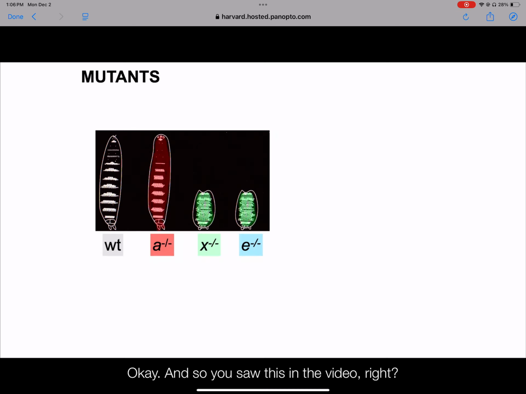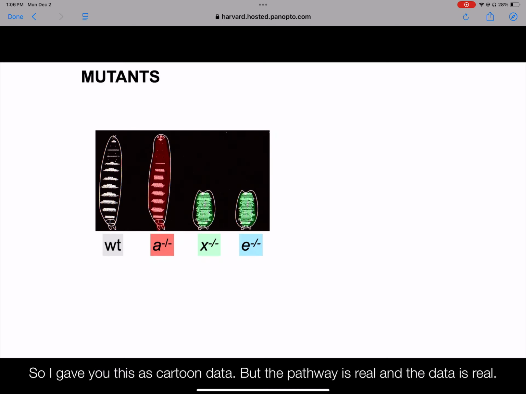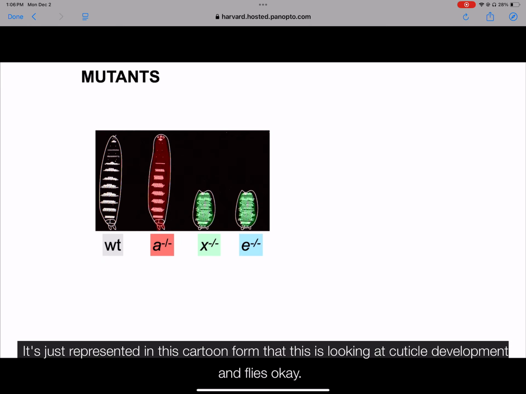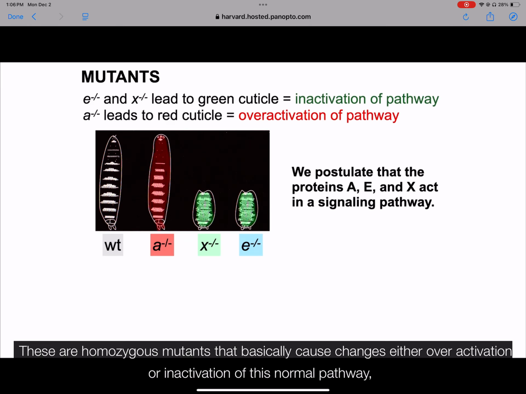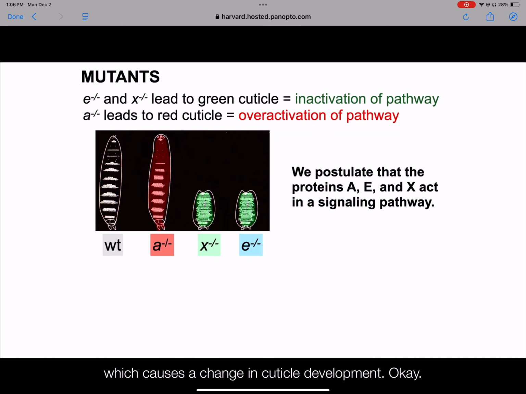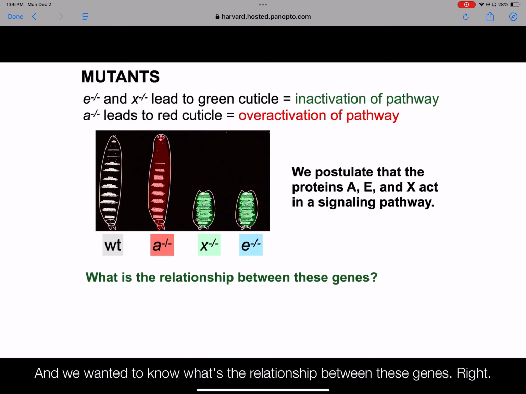And so you saw this in the video, right? I gave you, this is cartoon data, but the pathway is real and the data is real. It's just represented in this cartoon form. This is looking at cuticle development in flies. And we have mutants in different genes. These are homozygous mutants that cause changes, either overactivation or inactivation of this normal pathway, which causes a change in cuticle development. And we wanted to know what's the relationship between these genes?